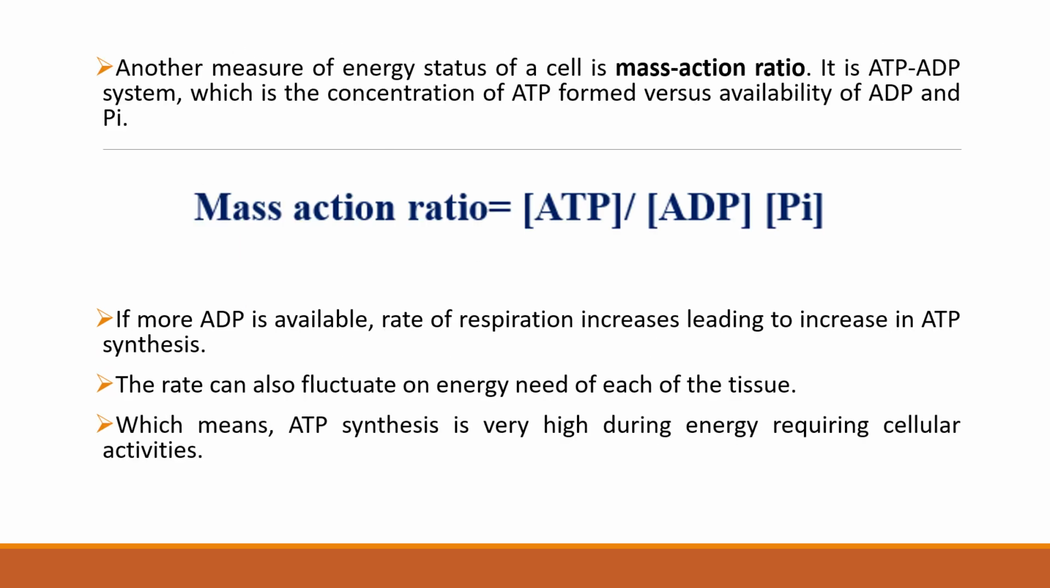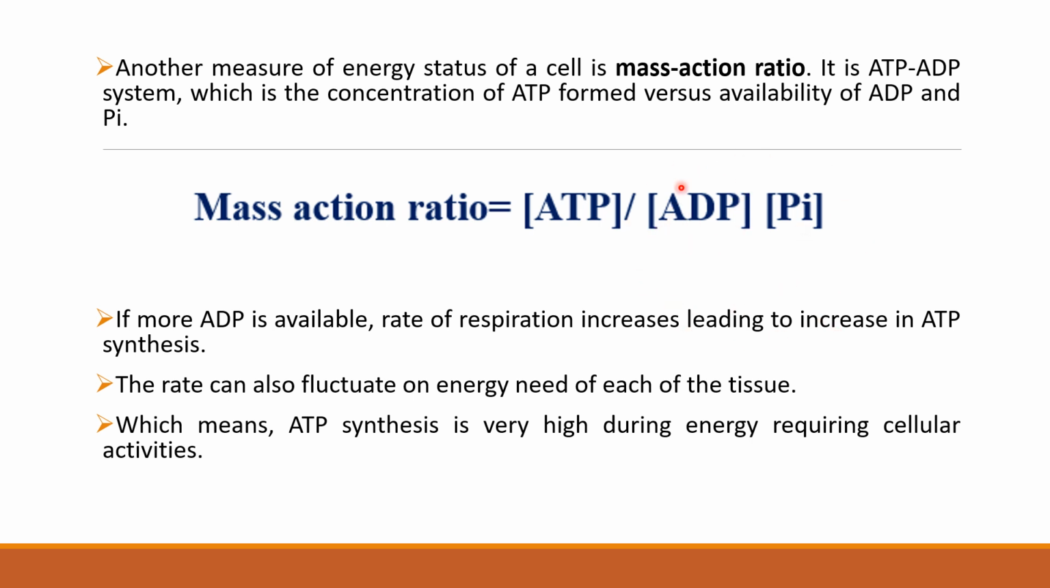Apart from this oxygen consumption, you also have another measure wherein you see the energy status of a cell. This is done and you call it the mass action ratio. We call it the mass action ratio. And it is expressed in terms of the ATP-ADP system, wherein you calculate the concentration of ATP versus the availability of ADP as well as inorganic phosphate.